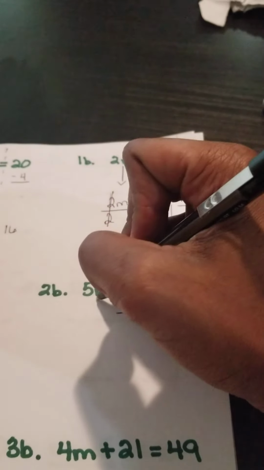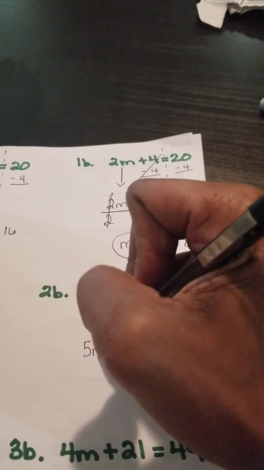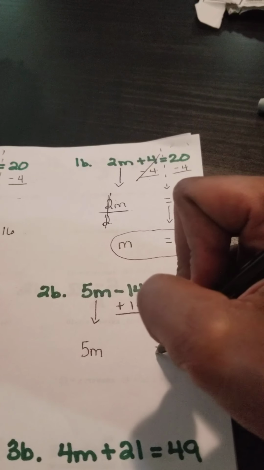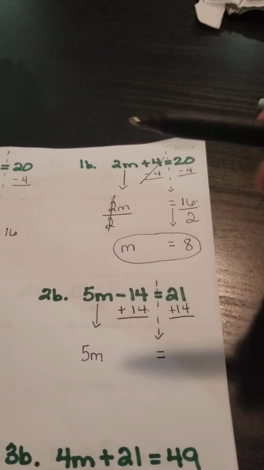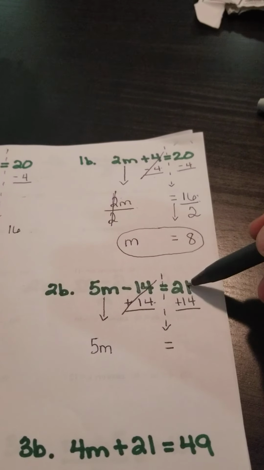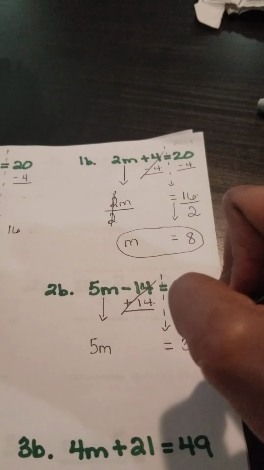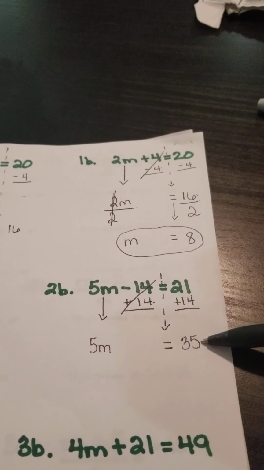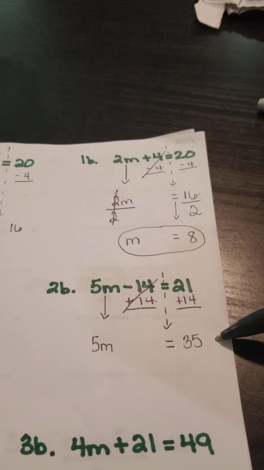Got my barrier here. I bring down everything. I bring down that 5m, okay? I bring down my equal sign, all right? Negative 14 plus 14, get rid of it, don't need it. 21 plus 14 gives us 35. And remember, that's step 1. Now, step 2, we have 5m equals 35.